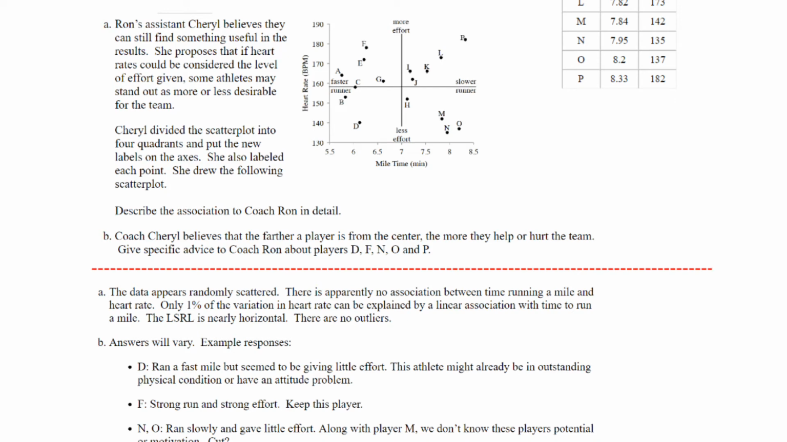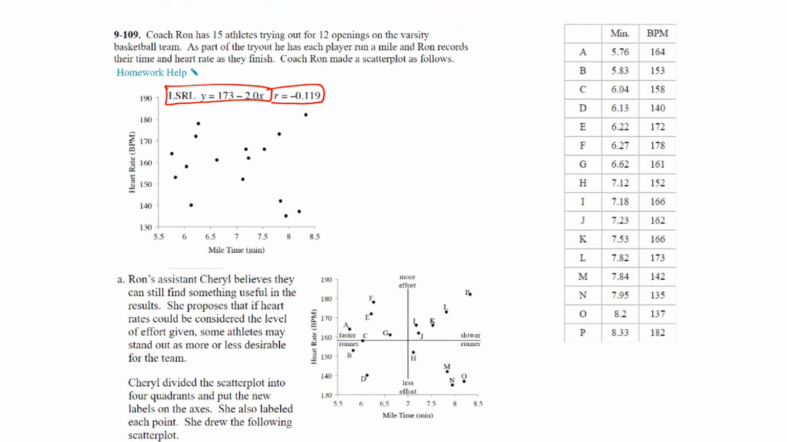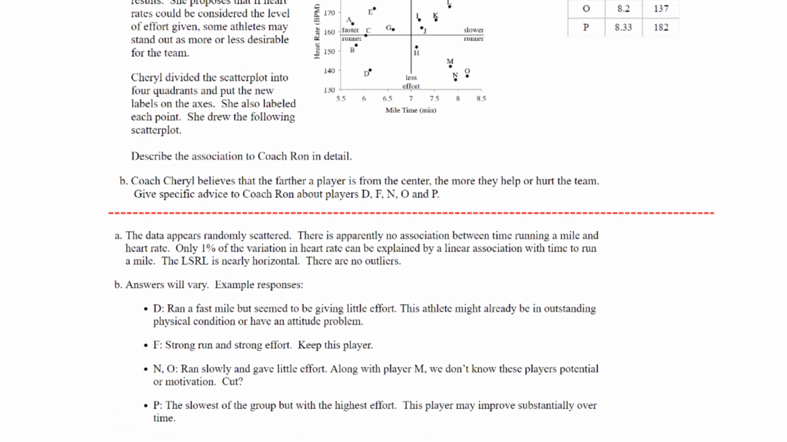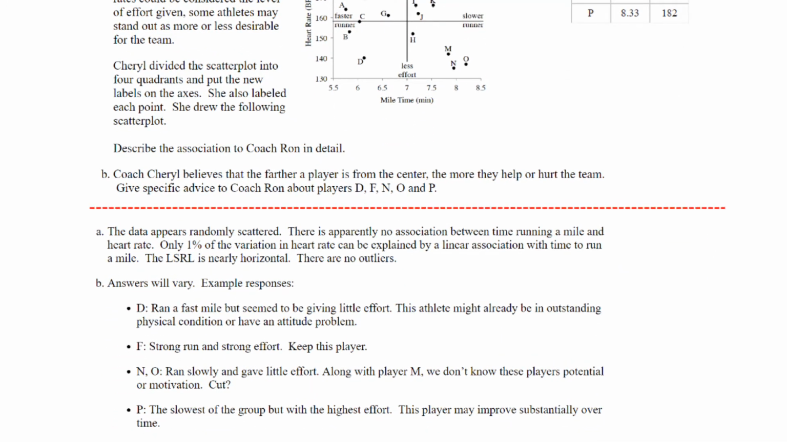There's apparently no association between the time running a mile and the heart rate, which is what I just said. Only 1% of the variation in heart rate can be explained by a linear association with time to run a mile. That goes back to your correlation coefficient being -0.119. When you square that, you only get 1%, which is not good. The least squares regression line is nearly horizontal, and that's why that variation is so small. And there are no outliers. It's very scattered anyway. So that's the description of the association to Coach Ron.